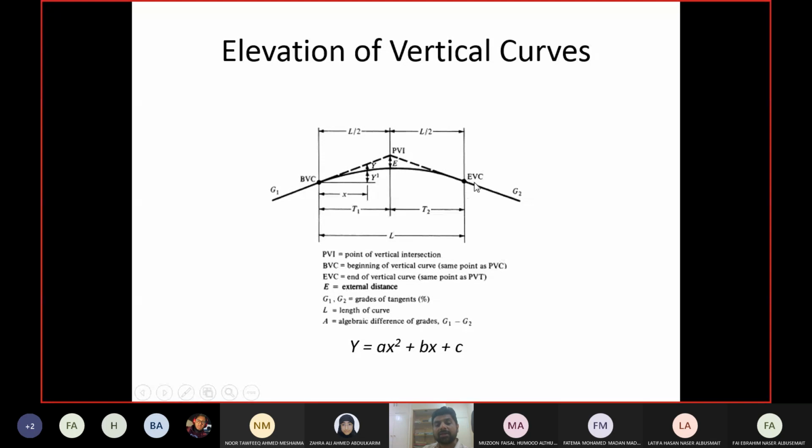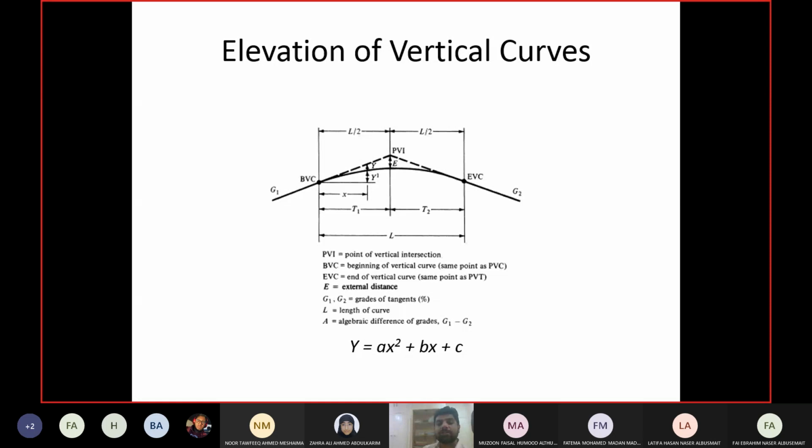The end point of the curve is termed as EVC or PVT, meaning the same point. EVC is end of vertical curve and PVT is point of vertical tangent. So end of vertical curve and point of vertical tangent mean the same thing.